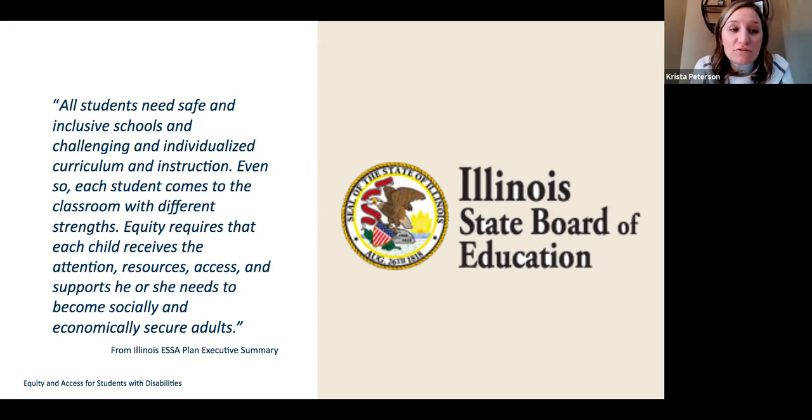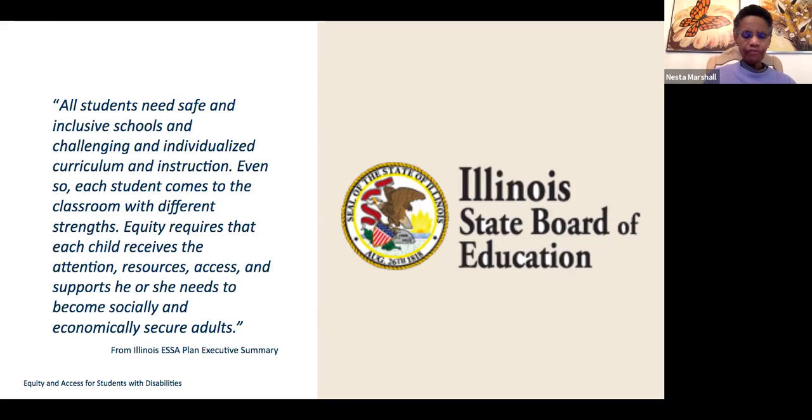Absolutely. All students need safe and inclusive schools and challenging and individualized curriculum and instruction. Even so, each student comes to the classroom with different strengths. Equity requires that each child receives the attention, resources, access, and support he or she needs to become socially and emotionally secure adults.